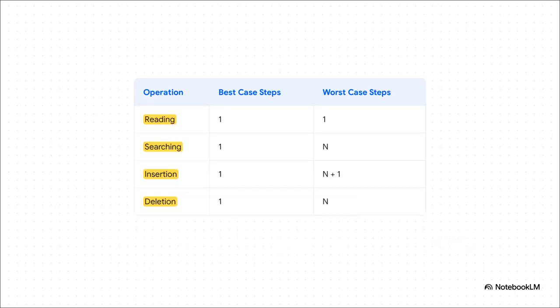So let's just put it all together on one table. This pretty much tells the whole story of the array. Reading, it's our superstar, always just one step. But then look at the others. Searching, inserting, and deleting, they all have a worst case that's tied to n, the number of items in the array. As that array grows, the potential cost, the number of steps, grows right along with it.